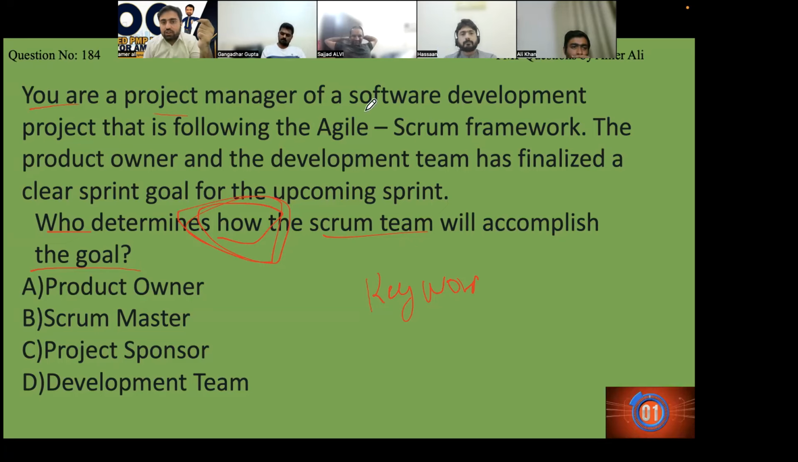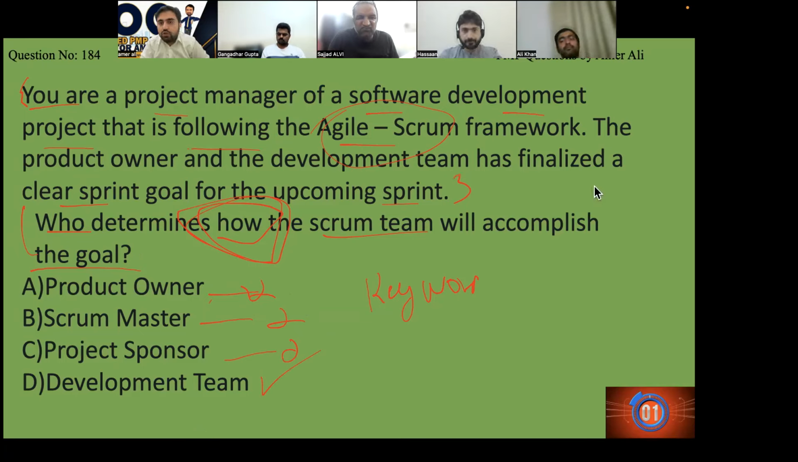You are a project manager of a software development project that is following the Agile Scrum framework. The product owner and the development team have finalized the sprint goal for the upcoming sprint. The entire thing is good information, but the most important thing is the last line. Product owner determines what is the most valuable thing. Scrum master determines how to facilitate. Project sponsor has nothing to do. Development team. Roles and responsibilities are very important. Scrum master has nothing to do with that.